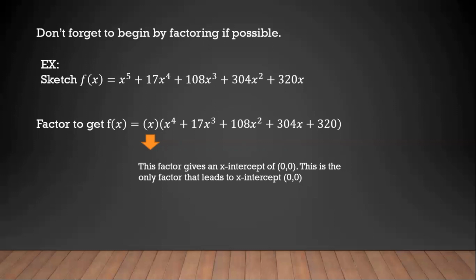This factor of x leads to an x-intercept of 0, 0. This is the only factor that will lead to an x-intercept of 0, 0. It's a mistake we see quite often that people just assume that the origin is an x-intercept. And it's probably because 0 is so special in a lot of these properties that we're using, but this is the only way you will end up with the origin as an x-intercept.